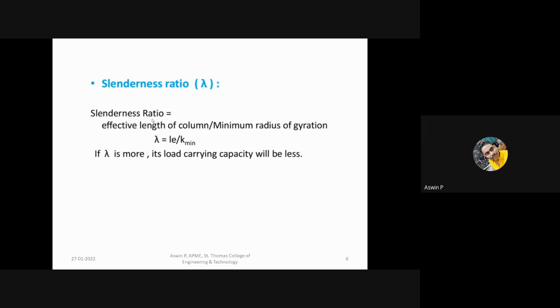Just write what is slenderness ratio. If you have written, I can go to the next slide. May I go to the next slide? Yes, sir. Thank you.